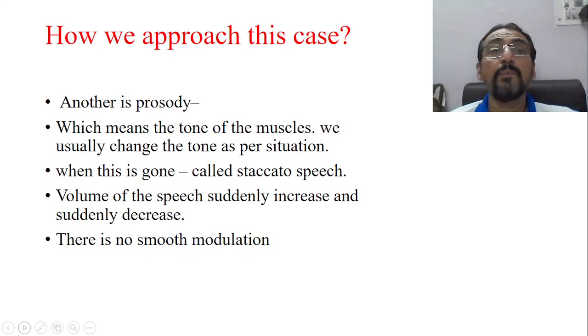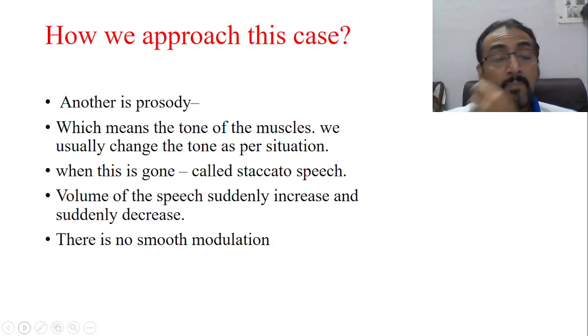Another problem related to the cerebellum is prosody. I think you may know about it, which means the tone of the muscles. We usually change our tone as per the situation, isn't it? When I am sitting, I have a different tone of muscle. When I am standing, a different tone of the muscles. When I am sleeping, a different tone of the muscles. Similarly, when I am talking, the tone of the facial muscles and oral cavity muscles is different. So when this particular tone has gone, it leads to staccato speech, or hot potato like speech.